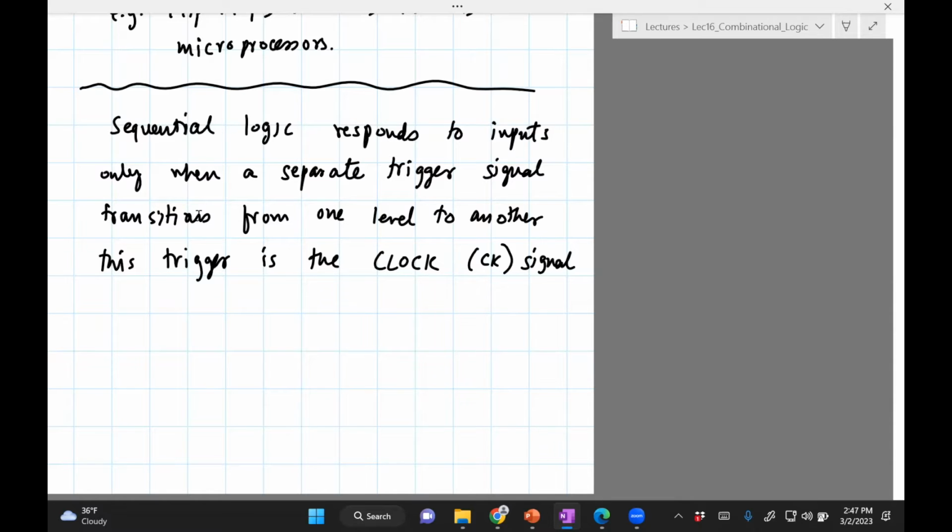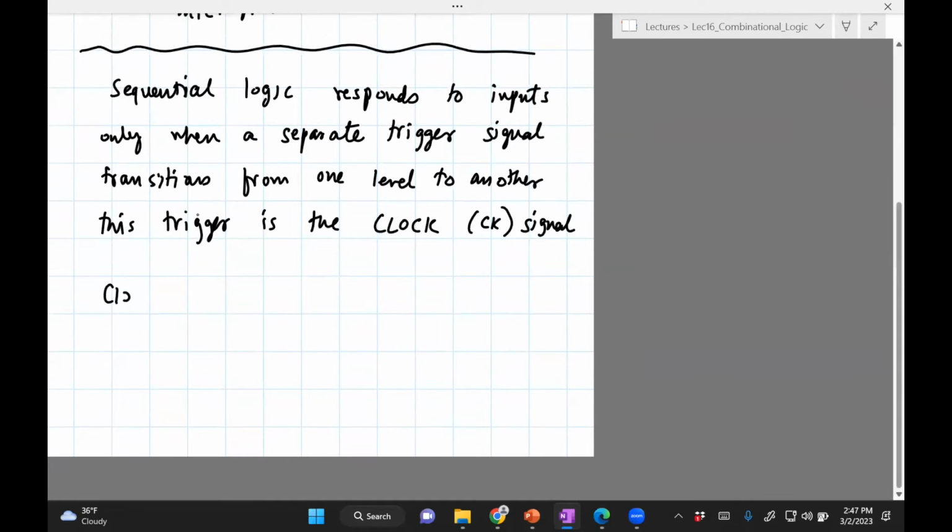The clock is like the driver. It's like the gate which lets people in or out, or it just lets you change the logic. But unless it's activated, nothing will work. So the clock is very important. So what's the clock? Clock is just zeros and ones, but then you can trigger it based on two things.